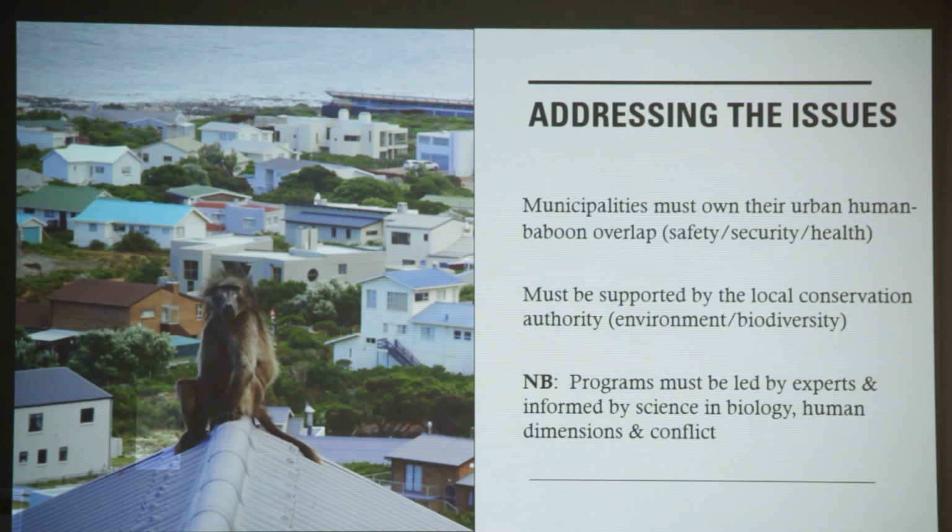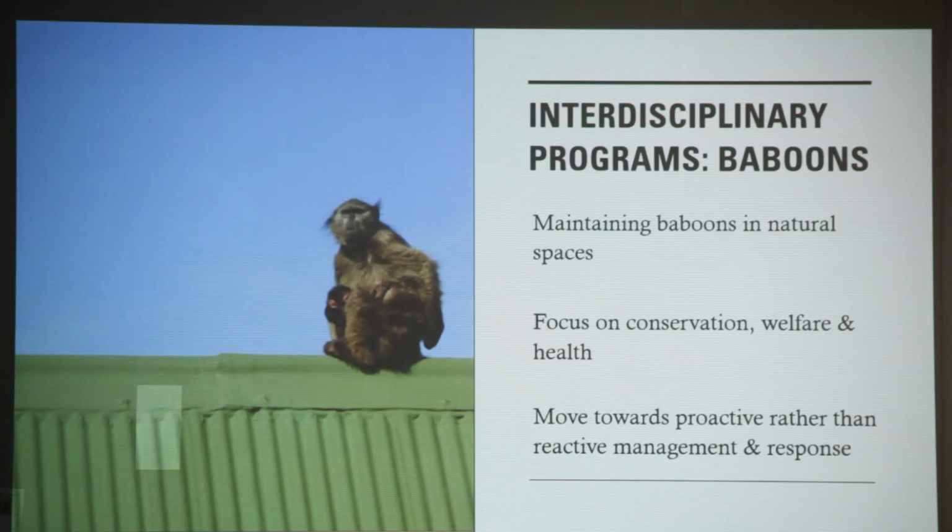And then importantly, the programs have to be led by experts. It has to be informed by science in biology, human dimensions, and conflict. These overlap, but they also don't, and you need to understand all of it. It's an incredibly complex situation. The programs need to be interdisciplinary. So some of what you've seen is you had one program focusing exclusively, the exclusion model, on the baboons, almost entirely. And then you had the other one that's focusing almost entirely on the people. We need to bring them together. They are a conflict together.